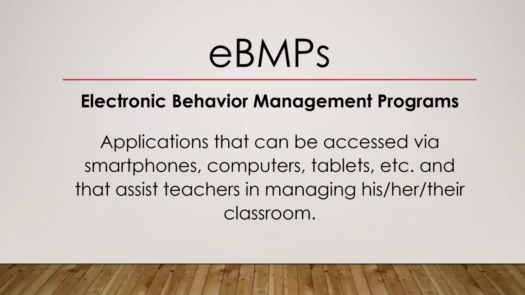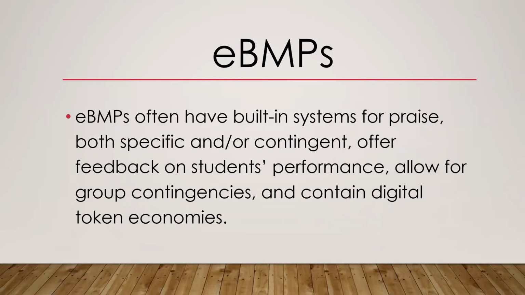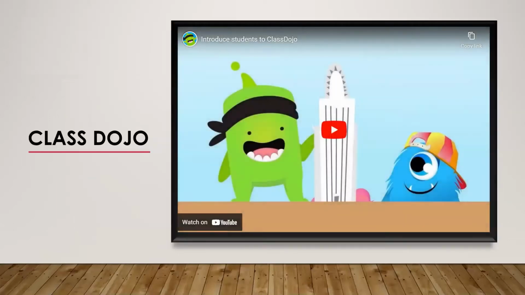Next, let's take a look at electronic behavior management programs. Electronic behavior management programs are applications that can be accessed via smartphones, computers, tablets, etc., and that assist teachers in managing his, her, and their classroom. They often have built-in systems for praise, both specific and/or contingent, offer feedback on students' performance, allow for group contingencies, and contain digital token economies. Let's take a look at a few electronic behavior management programs, starting with Class Dojo.